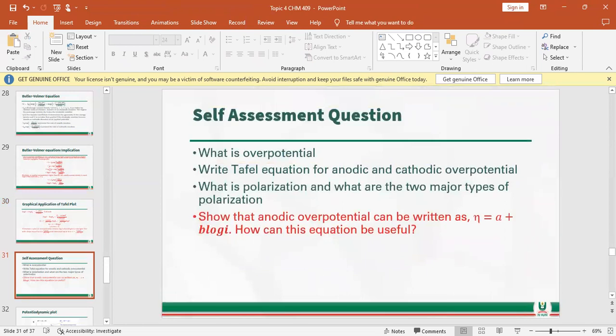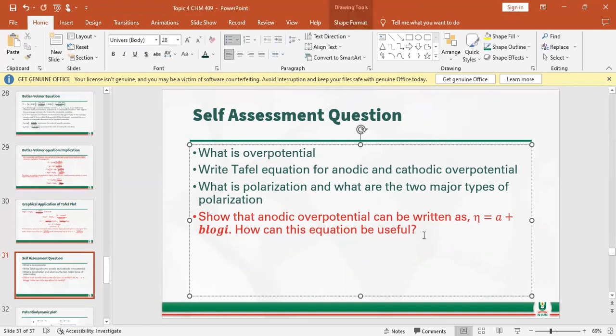Self-assessment questions. What is overpotential? Write the Tafel equation for anodic and cathodic overpotential. What is polarization, and what are the two major types of polarization? Show that anodic overpotential can be written as this. That is what we do. How can this equation be useful? Explain the graphical implication. That's the answer, just like we did there.